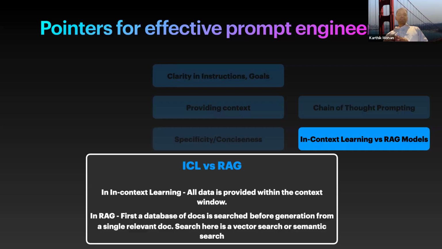In RAG, first a database of docs is searched through before generation from a single relevant doc or a few relevant docs, right? You might get the top 10 chunks or top 15 chunks that are relevant to your query and then pass that as in context to the LLM and say, now you respond. So instead of looking at like 1,000 docs, you say, hey, just look at these 5 docs because we already narrowed it down to these 5 chunks, and now respond. So you do RAG and then convert it into in-context learning. That's the extra step with RAG: you have some out of context data that you bring into context through semantic search or vector search.